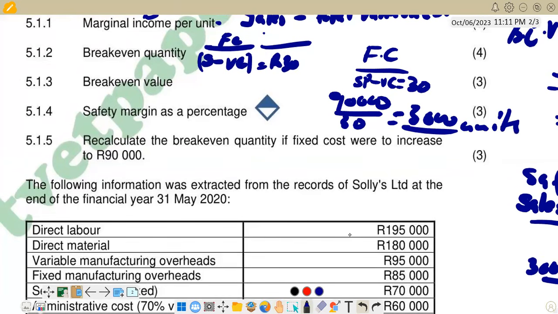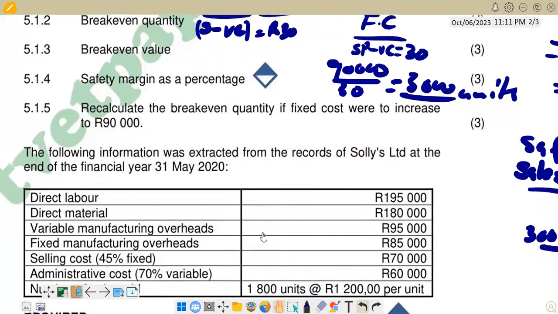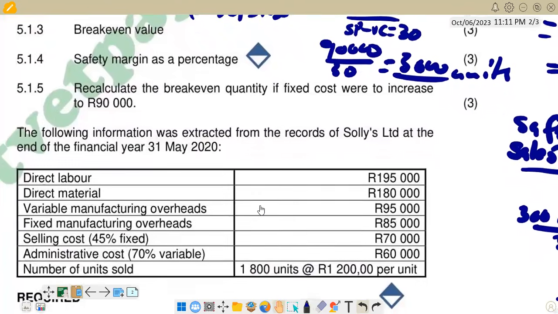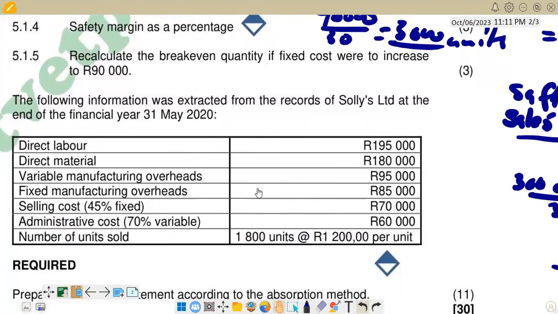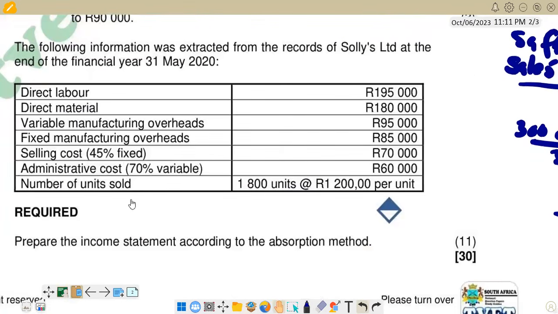Right? Enough on the first part. Let's go to the second part. The second part is saying the following was extracted from the records of Solely Limited at the end of financial year, May 2022. Then we are given the figures there, direct labor, direct material, down to number of units sold. So let's look at the question. The question is saying prepare the income statement according to absorption costing.